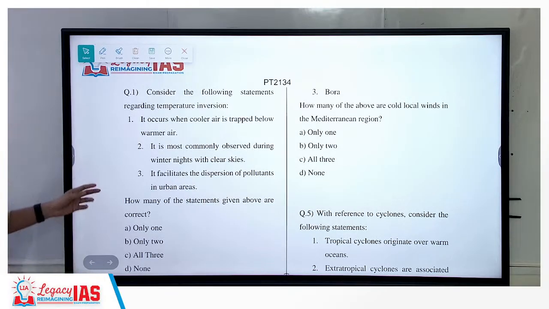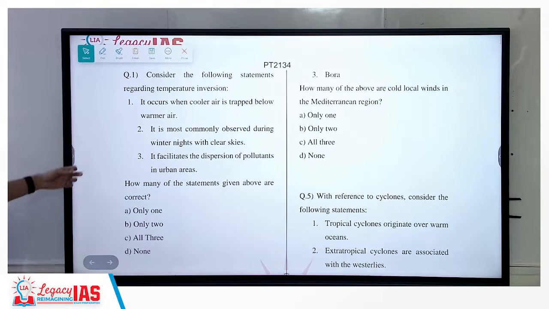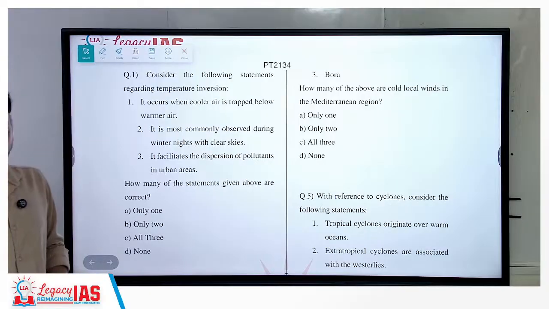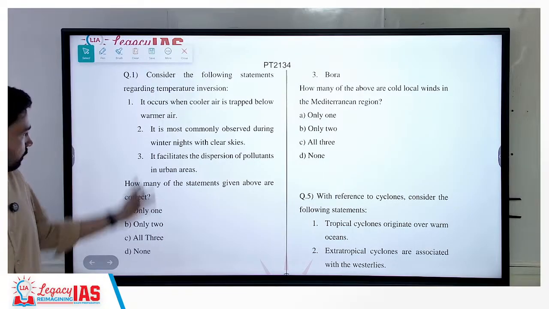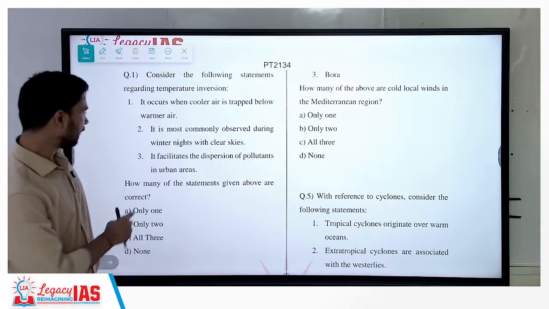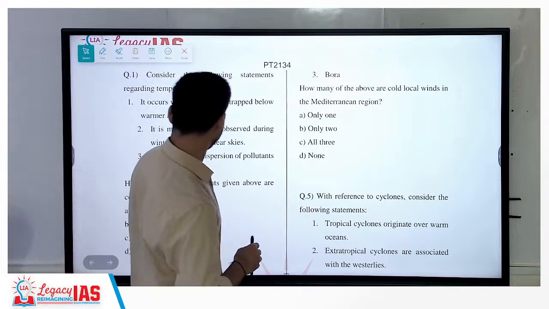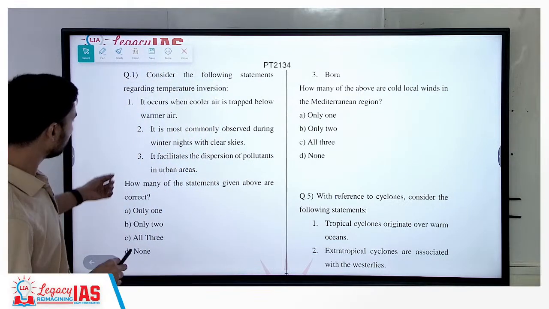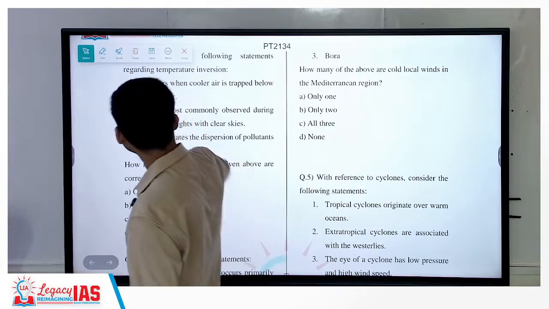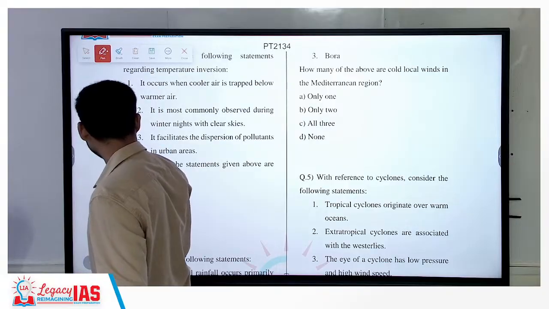So first is: consider the following statements regarding temperature inversion. Discuss in class what happens. What is the situation? Right. So cooler air is trapped below the warmer air. Second, commonly observed during winter nights, clear, cloudless sky basically required. Then, it facilitates the dispersion of pollutants in urban areas. Correct or false? False. Okay. So what's the correct option? That means B first.